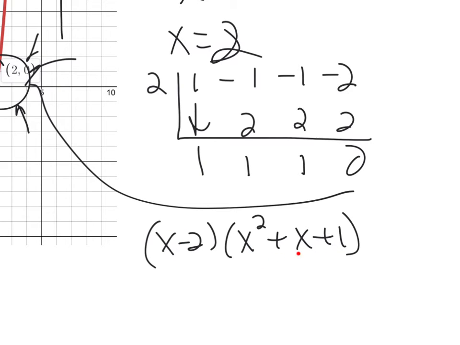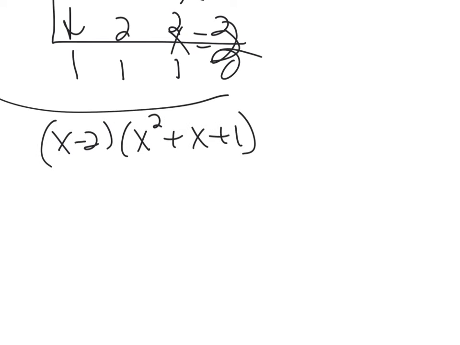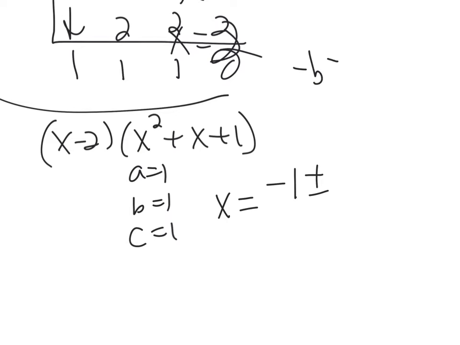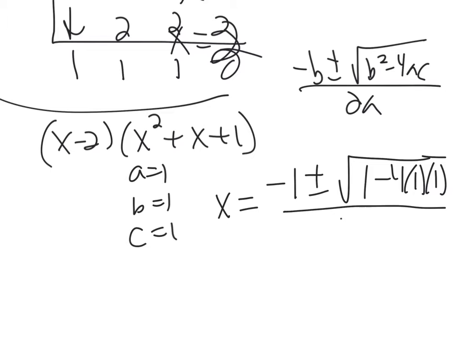So then we try to factor that. Well, we know it's not going to factor because the graph showed that it never crossed the x-axis again. So there's not going to be any real roots. So we're stuck using the quadratic formula here. So a equals 1, b equals 1, c equals 1, and then to use the quadratic formula, remember it's negative b plus or minus the square root of b squared minus 4 times a times c, all over 2 times a. So negative 1 plus or minus the square root of 1 squared is 1, minus 4 times 1, all over 2 times 1.